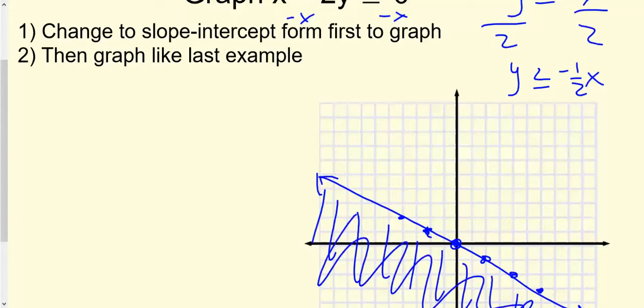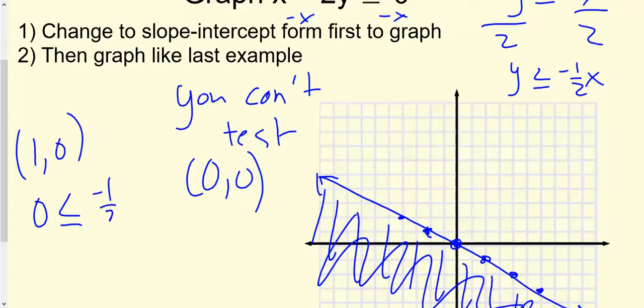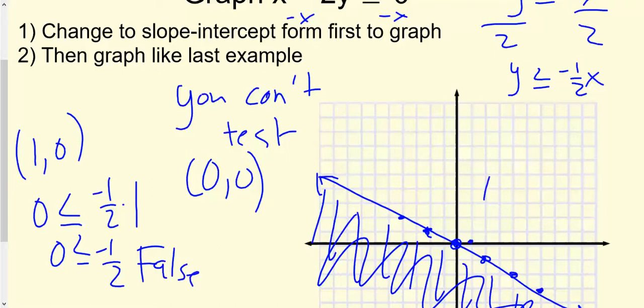Now, if you were to use a test point, you can't test 0, 0 here because the line goes through that. You want to use a point that's not on the line. So let's test 1, 0, if we want to use the testing method. So 0 in for y is less than or equal to negative 1/2 times 1. 0 is less than or equal to negative 1/2. This is false. And here's my test point right there. And you'll notice that that was false and it's not in the shaded region. So that means you've shaded the correct side.